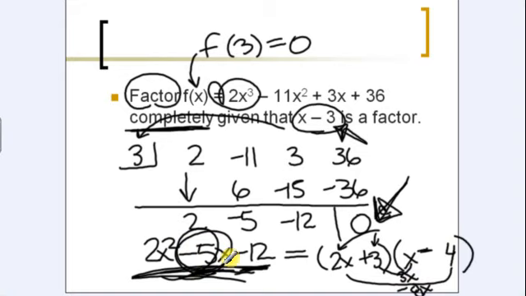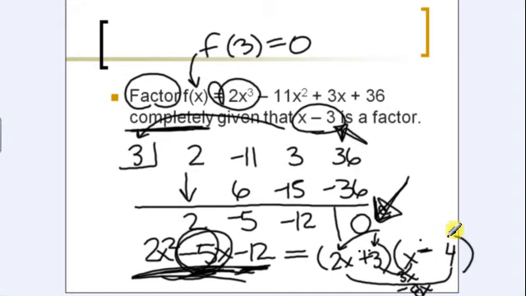Now, if it didn't work out, if I ended up getting the opposite of what I wanted, I would just switch the positive sign and the negative sign. If I ended up with a totally different number, then I would try other options like 2 and 6 or 1 and 12.